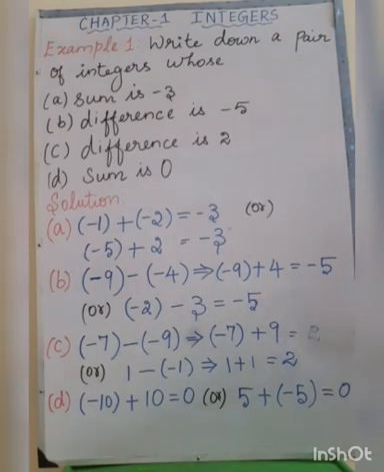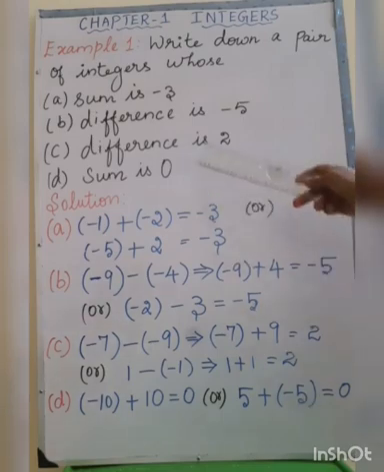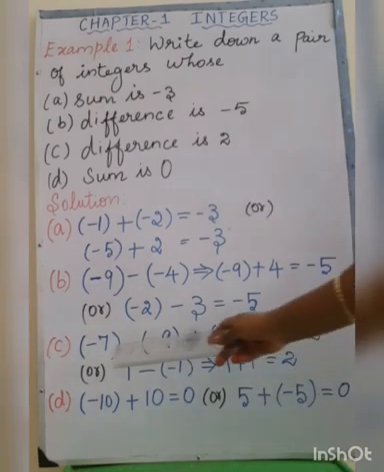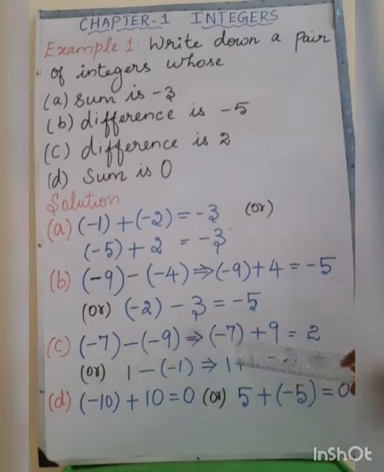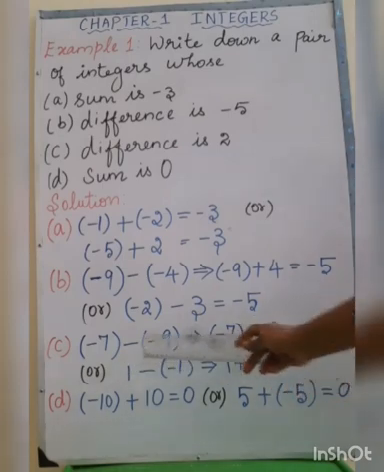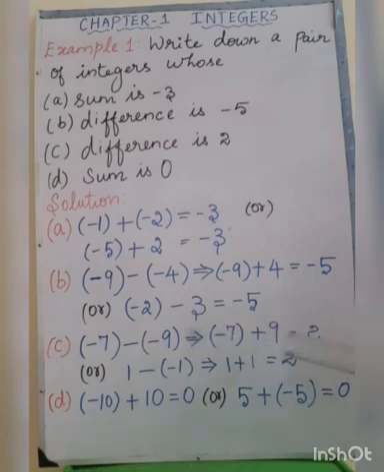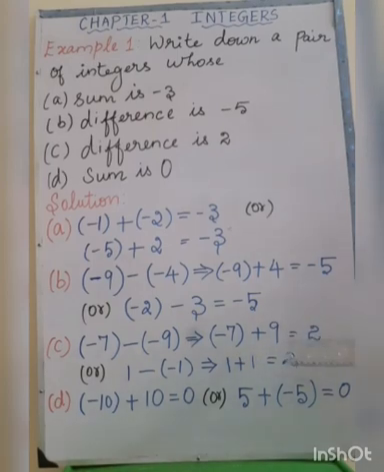The C question: the difference is 2. Which two numbers, when subtracted, give the answer 2? Minus 7 minus minus 9. Write the first one, minus 7. Minus into minus is plus, and the second number is 9. One negative number, one positive number, so subtract the numbers. 9 minus 7 is 2. The biggest integer here is 9, so the sign is positive, and your answer is plus 2.